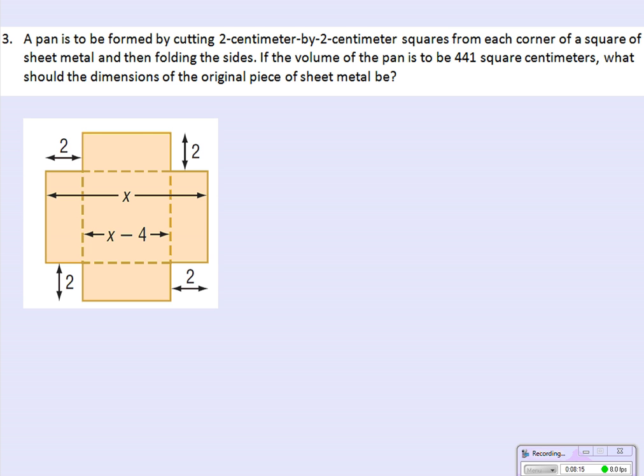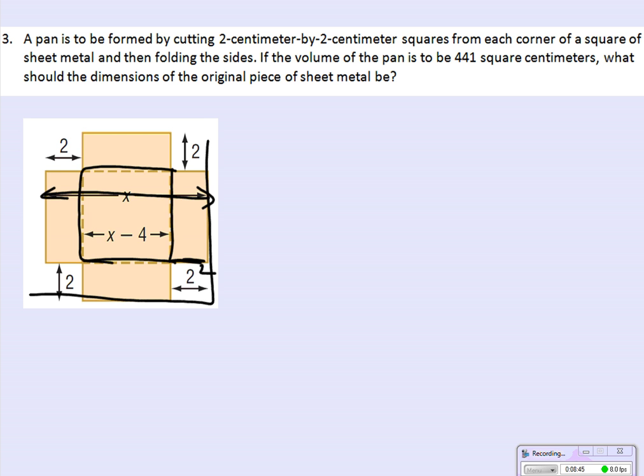So, for those of you guys that forget, volume is going to be length times width times height. The height of this thing is going to be 2. This is going to be x minus 4. So this whole thing is x. This whole thing is going to be square, so it's going to be x minus 4 times x minus 4. What they want to know is how long should this big square piece be, so they can cut it down and around?